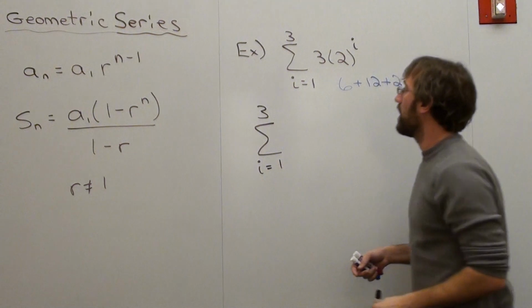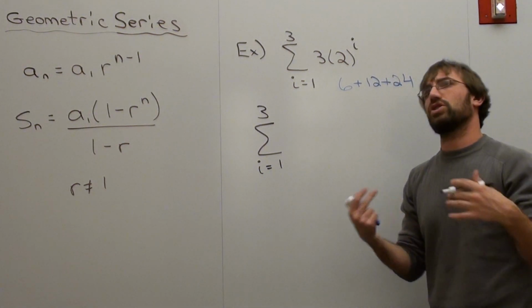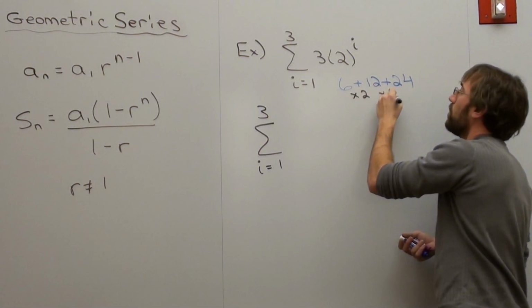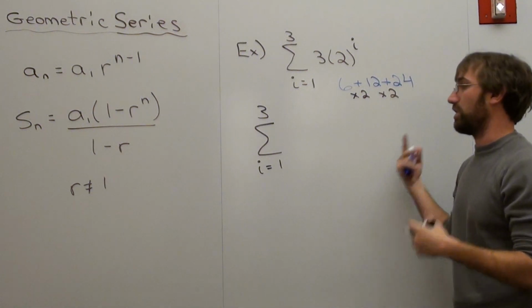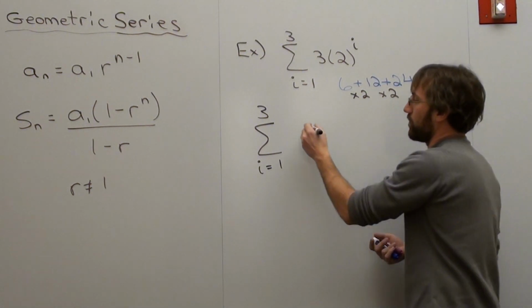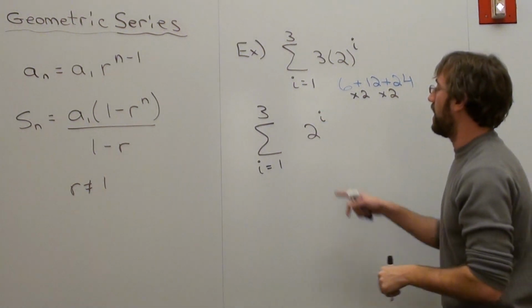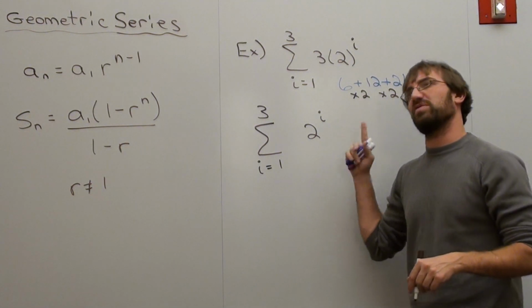Now my common ratio is r, which means to get from one term to the next, I have to multiply by 2. It's no coincidence that the number that's the base of the exponent is the same as the ratio. So I just write 2 to the i. Now there's a problem with that. 2 to the 1 will not give me 6. 2 to the 1 will give me 2.